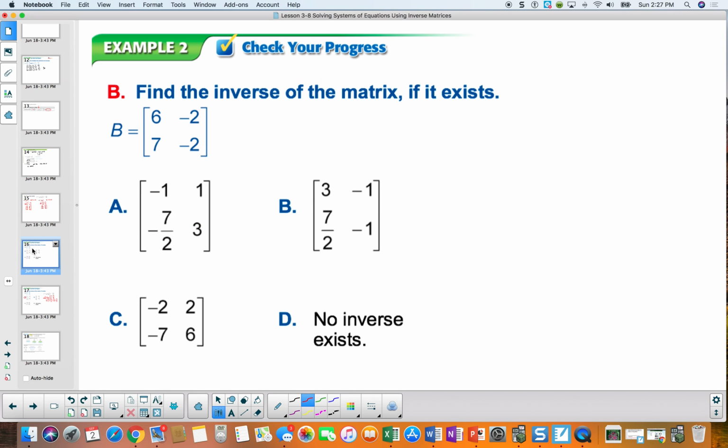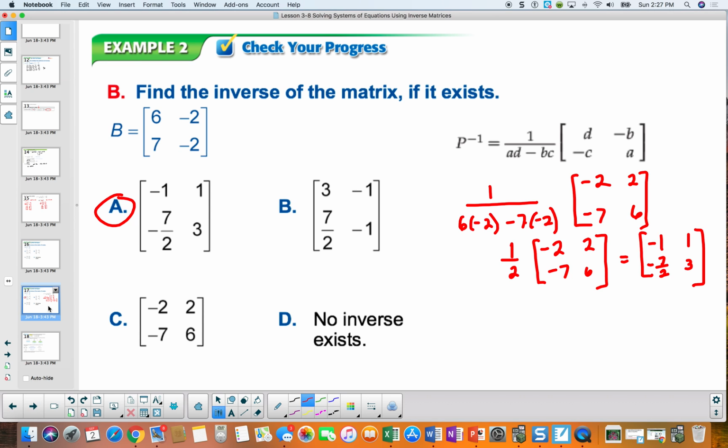Okay, pause and see what you can do. And here's the answer.